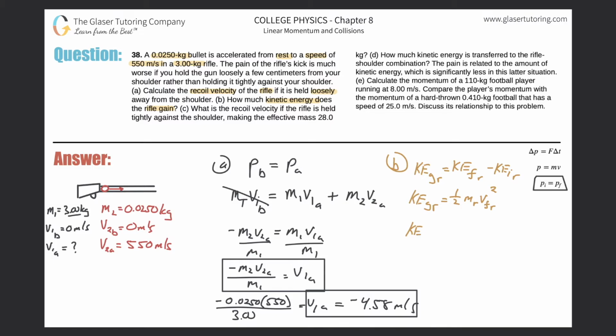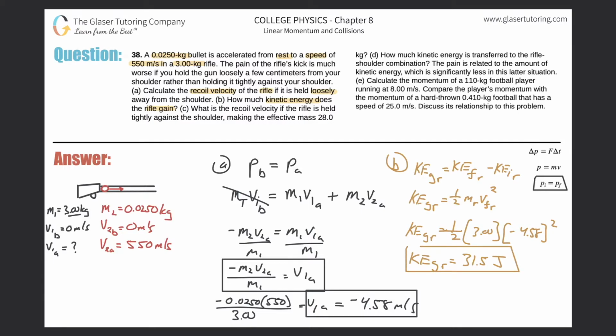So the kinetic energy gained by the rifle will be equal to 1/2 multiplied by the mass of the rifle, which is 3 kilograms, multiplied by the final velocity, which we calculated, -4.58, squared. So let's just plug it into the calculator. 0.5 times 3 times negative times negative will cancel out, so I'm just going to write it in as positive so I don't have to worry about parentheses. So 31.5, and that's in terms of joules. So that's the kinetic energy that the rifle has actually gained.